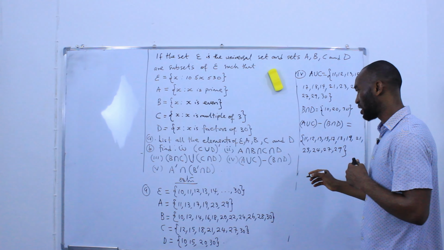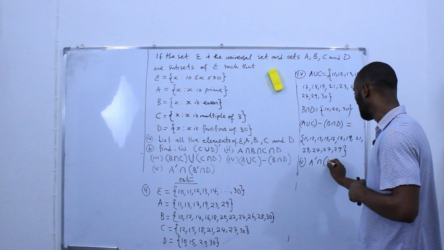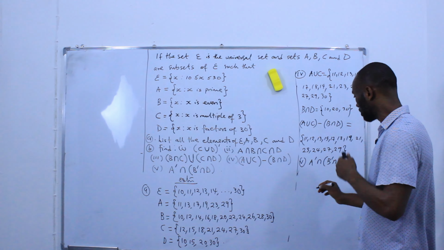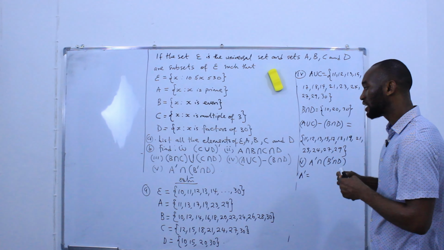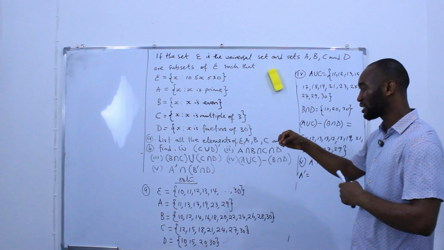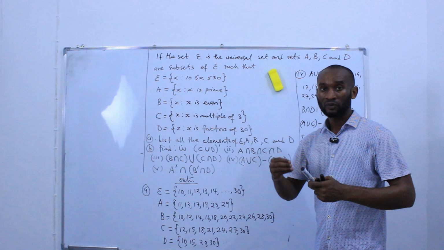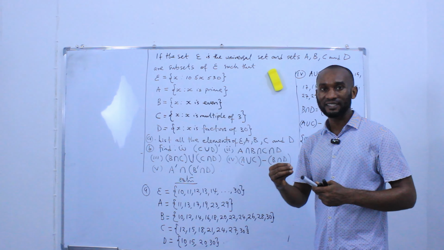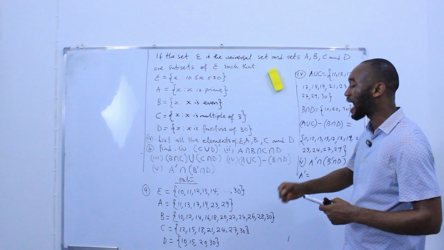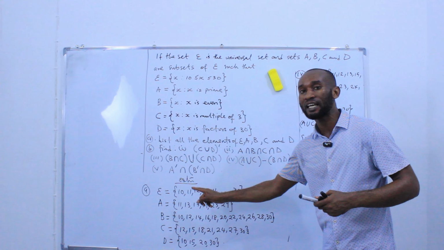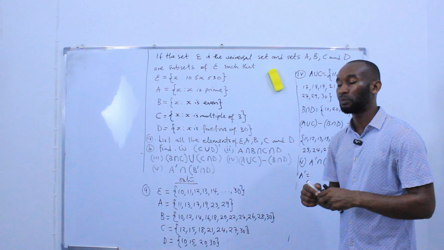Now the last question there says V, A complement intersection, B complement intersection D. Now the first thing I'm going to get is A complement. A complement means those integers that are in the universal set but are not in A. Those elements will comprise the set A complement.